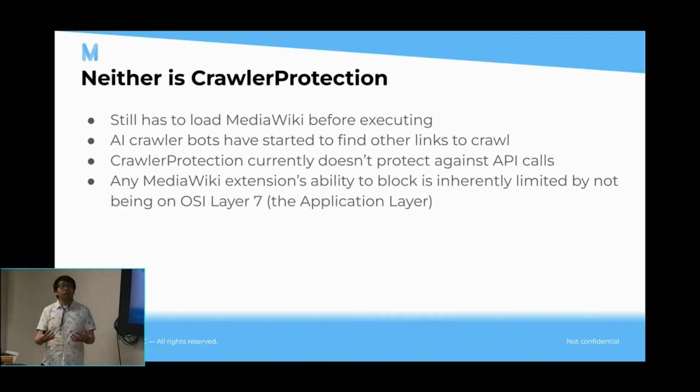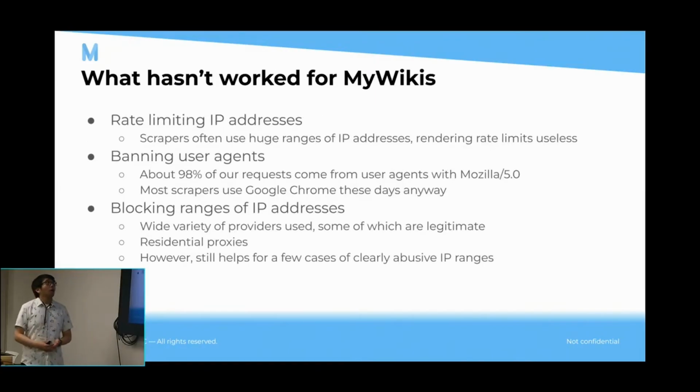So it still has to load MediaWiki before executing, and I'm just going to jump right down to the last bullet point here. Any MediaWiki extension's ability to block is inherently limited by not being able to do anything beyond OSI layer 7, the application layer. Everything below, like the network and stuff, crawler protection cannot handle. Crawler bots have started to find other links to crawl other than the main ones that we blocklisted last year. And it doesn't really protect against the API.php endpoint. So those are some limitations that hopefully we can address today.